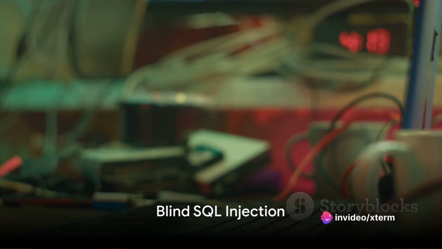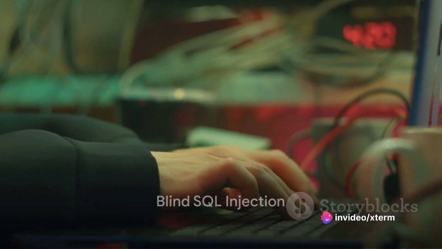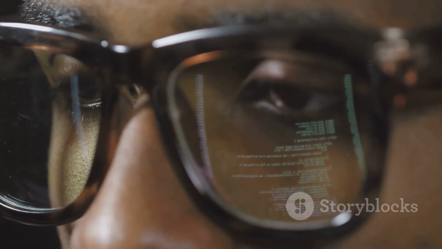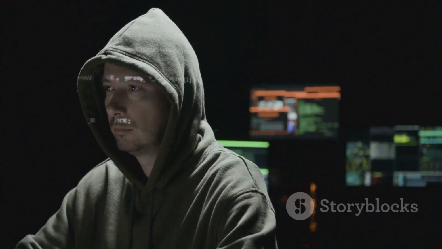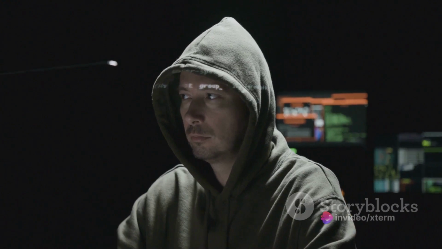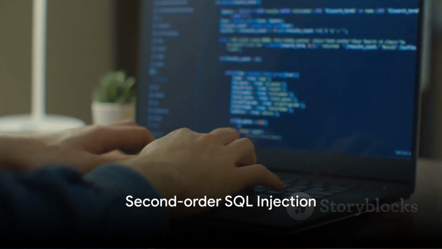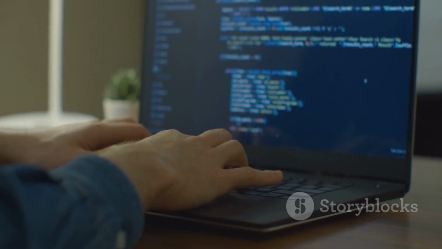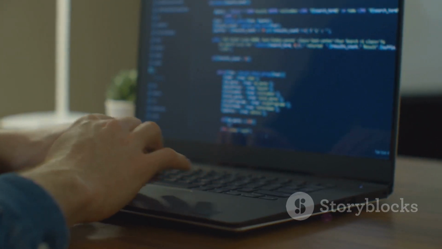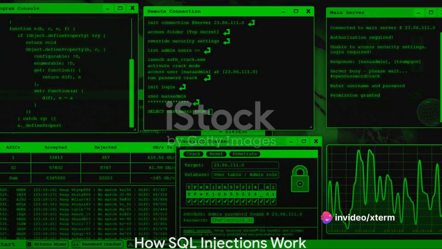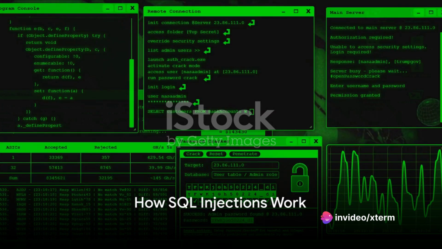Now let's talk about blind SQL injection. This technique is used when an application is vulnerable to SQL injection, but the results of the injection are not visible to the attacker. The attacker then sends payloads and observes the application's response and behavior to infer information. Lastly, there's the second-order SQL injection. This attack involves an attacker injecting a payload that will be stored by the application and triggered when the application is used later on. Now you may wonder, how do these SQL injections work?